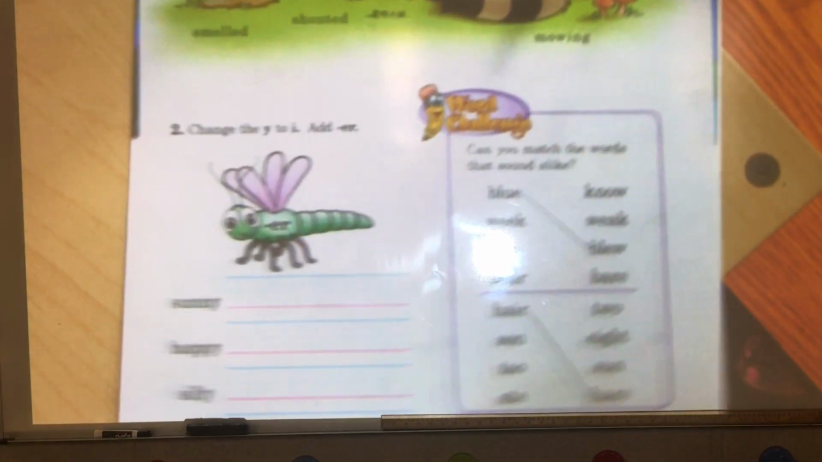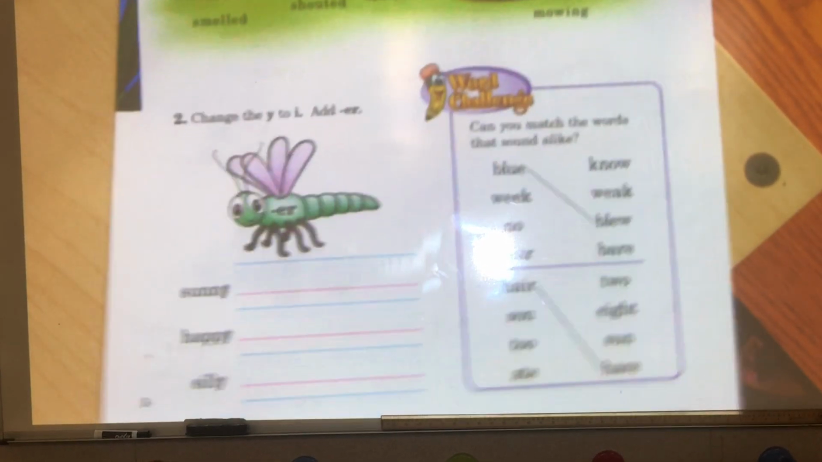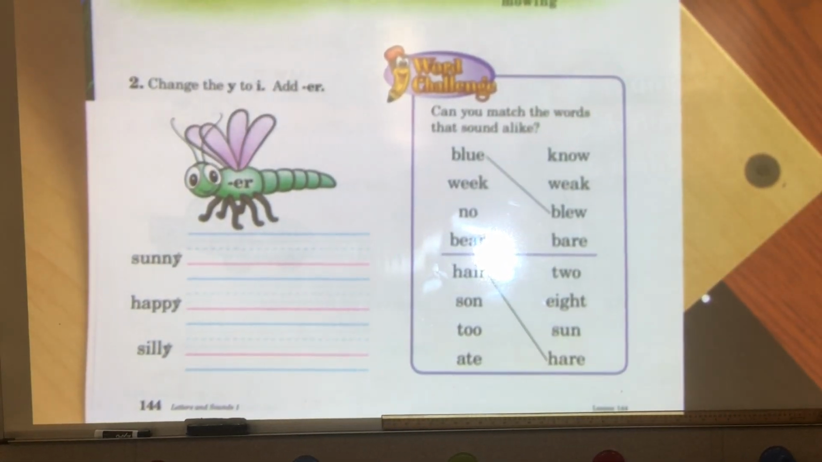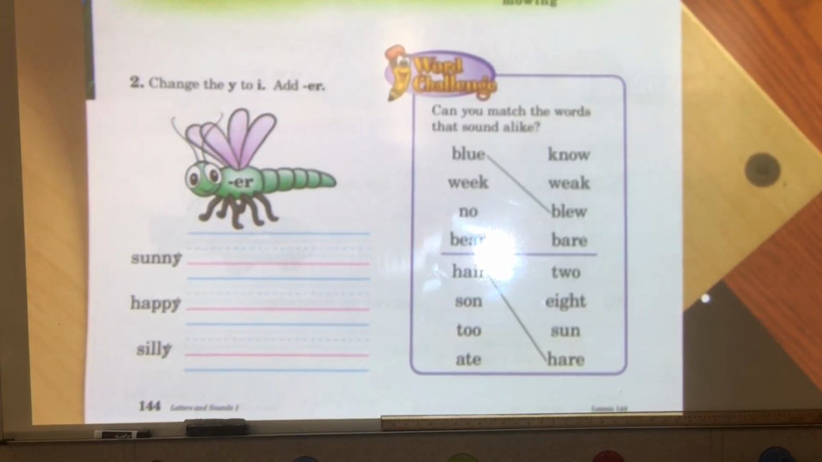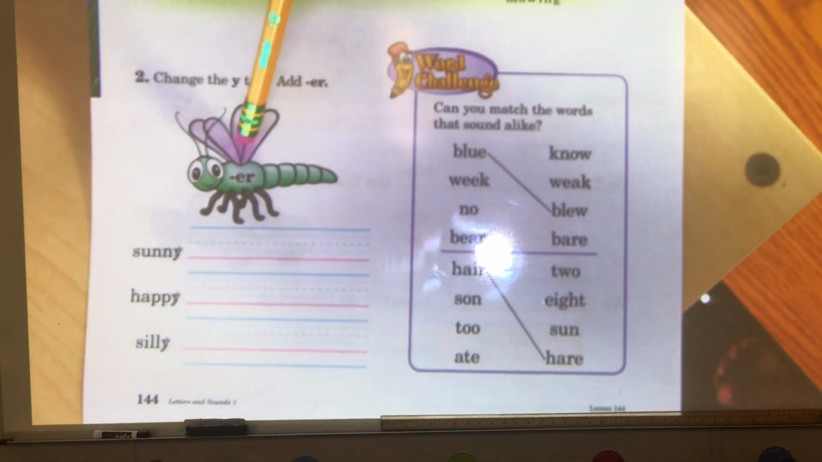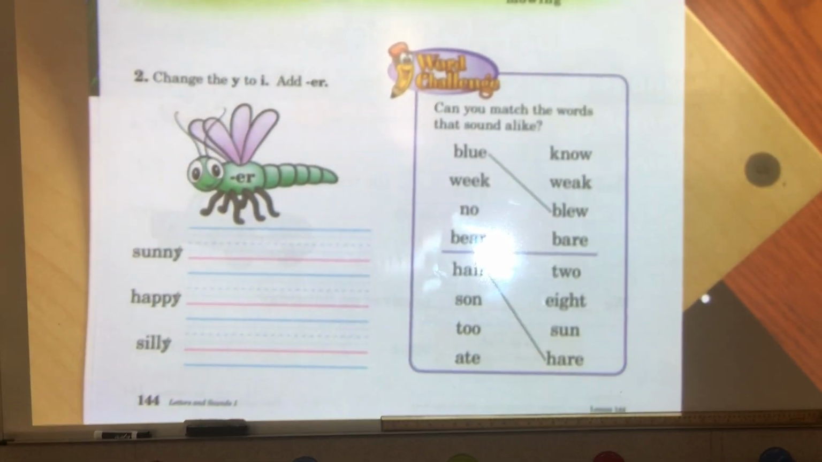Let's take a look at section 2. Alright, section 2 says change the Y to an I and add ER. So you're going to add the suffix ER to all of these root words. Sunny, happy, silly. But before you add ER, make sure you change that Y into an I. The Y is crossed out to help you remember you need to change it to an I.